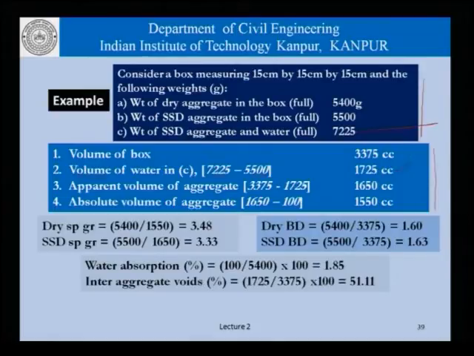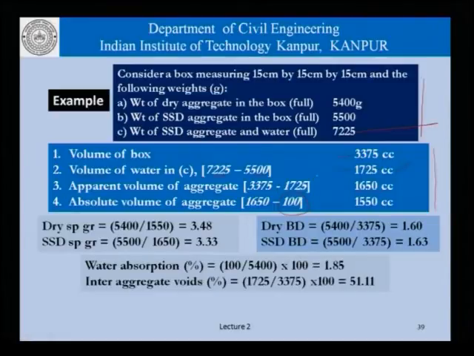The apparent volume of the aggregates is 3,375, which is the volume of the box, minus 1725, which is the volume of water, and we get 1650 as the volume of the aggregates. The absolute volume of the aggregates is 1650 minus another 100, which is 1550. So, this 100 here is the total amount of intra-aggregate voids, and that is what is getting filled with water when we are using SSD samples.